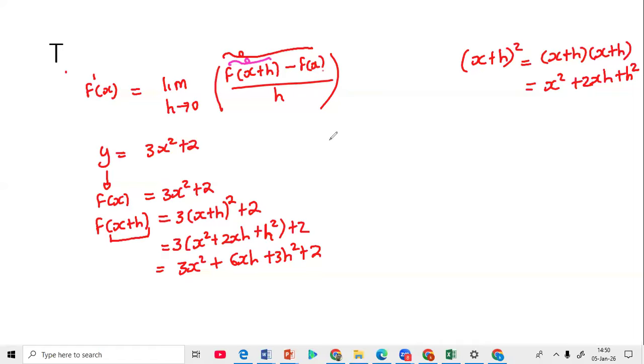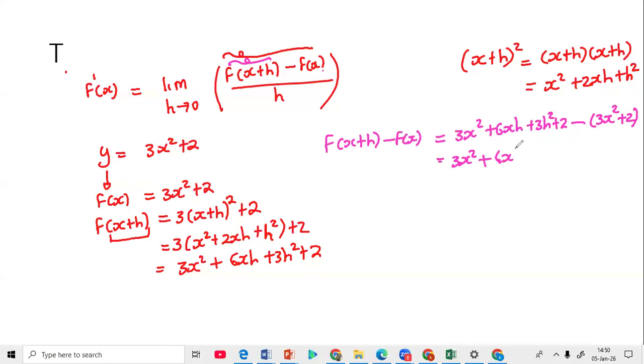Now I have minus f of x. So that means when I have f of x plus h minus f of x, I'm going to say I had 3x squared plus 6xh plus 3h squared plus 2, minus my f of x. My f of x was 3x squared plus 2. So when you open, you are going to see that some things are going to go away. The negatives, this and this, are going to go away. So you are still going to end up with 6xh plus 3h squared.